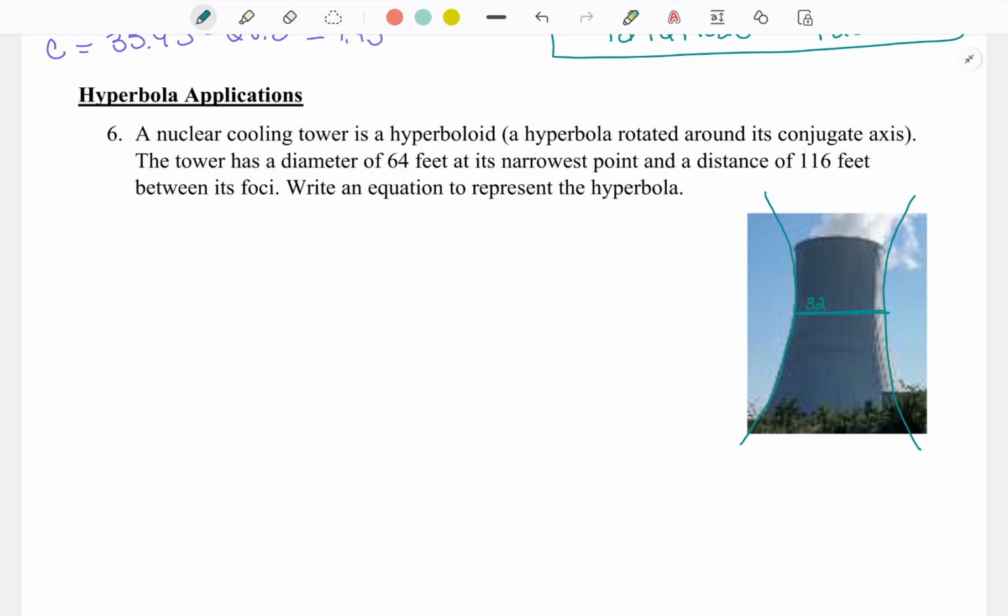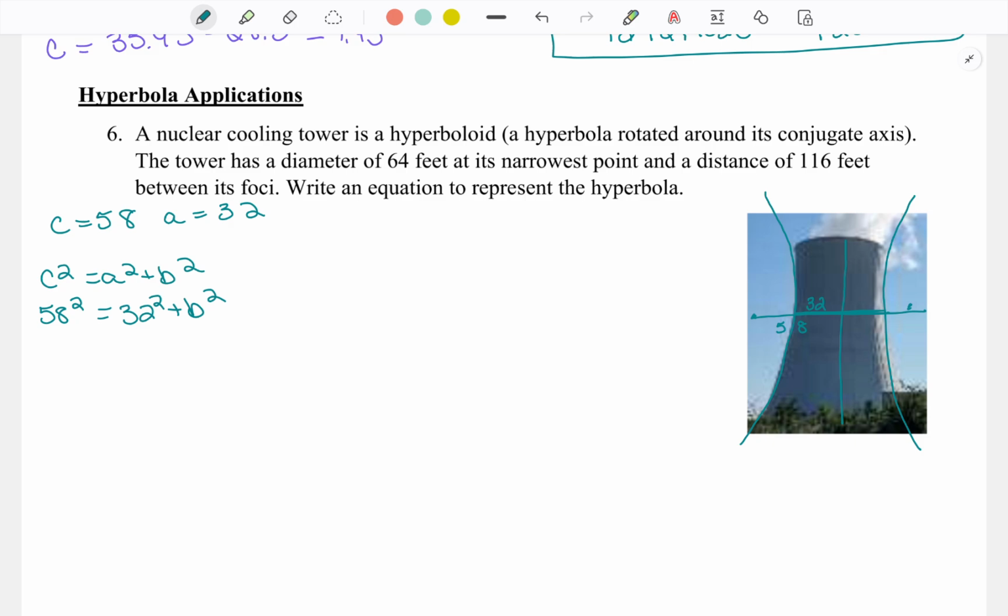Actually, our foci would not go that way. So 116 feet in between foci. So half of 116 is going to be 58. And so C is 58. A is 32. And so we can actually use our Pythagorean theorem, C squared equals A squared plus B squared, to find what B is, because we will have 58 squared equals 32 squared plus B squared.